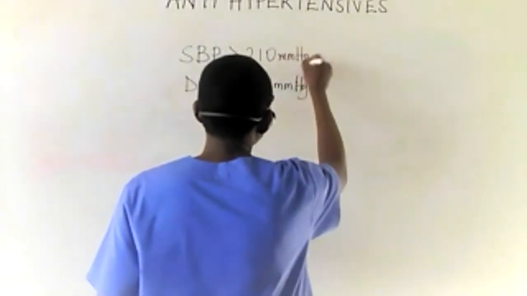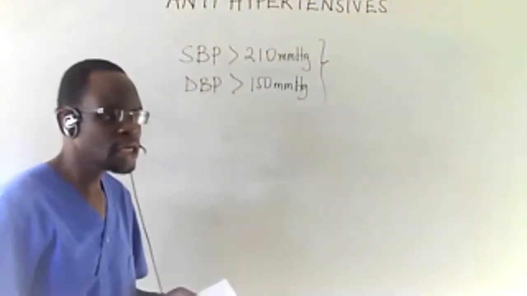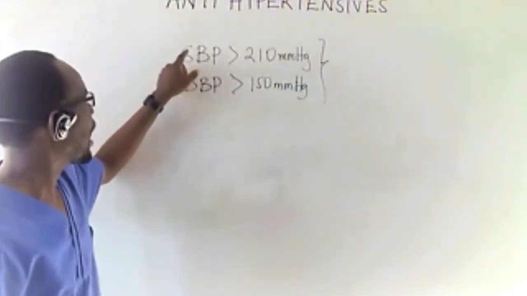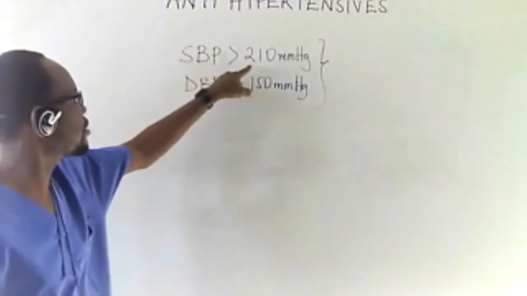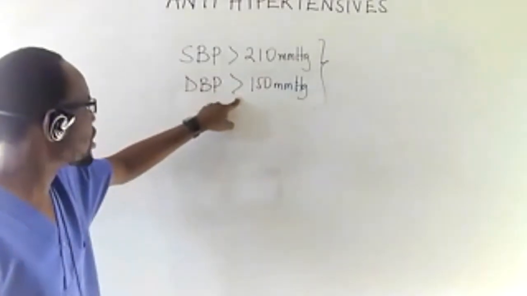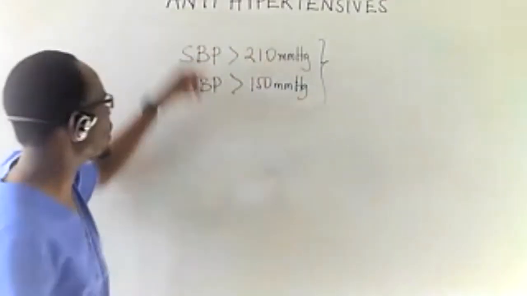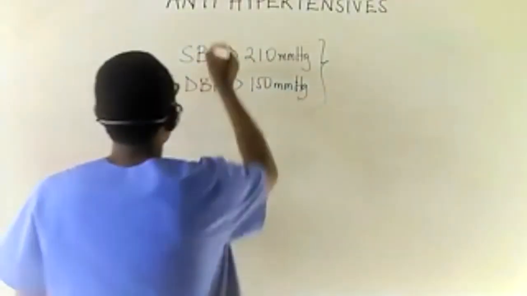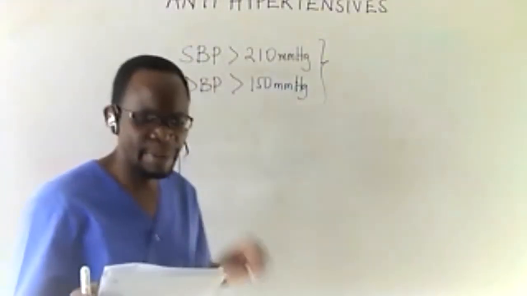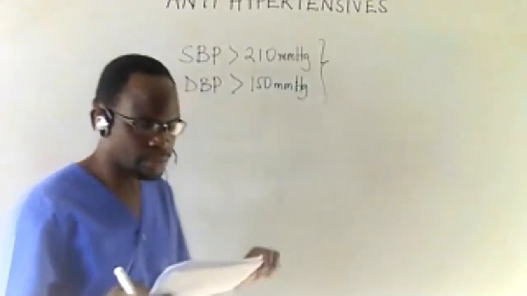In what we call an otherwise healthy person. If someone comes to your unit otherwise healthy, and the systolic blood pressure is more than that, and then the diastolic is greater than that, then they are said to be in a hypertensive emergency. They require immediate attention.